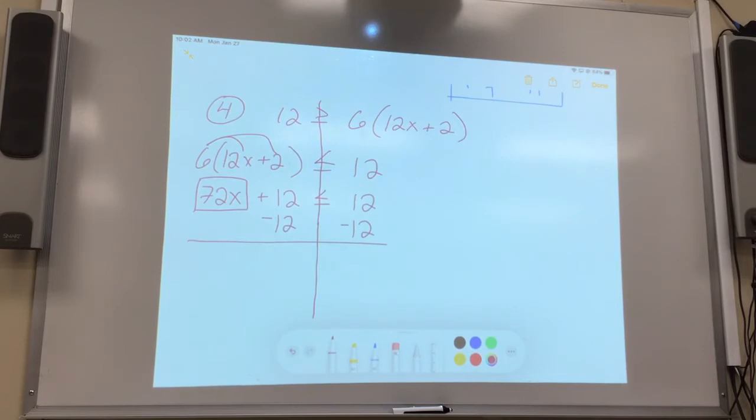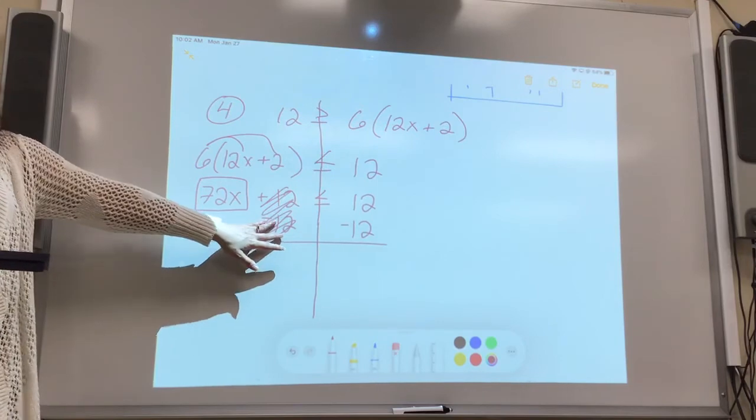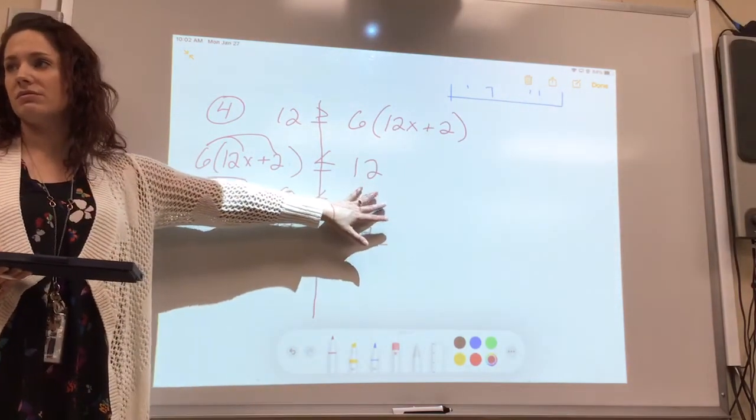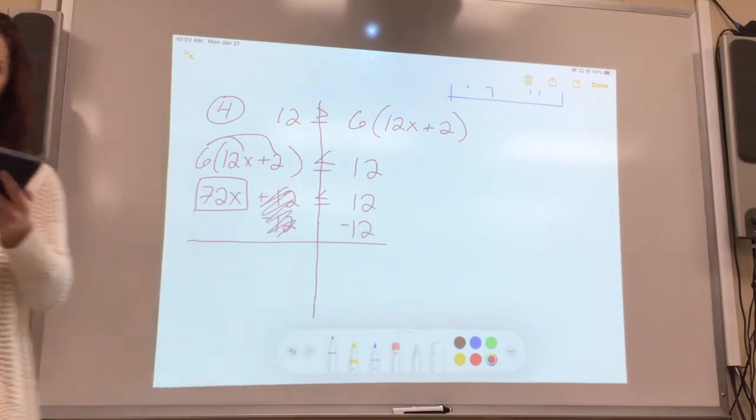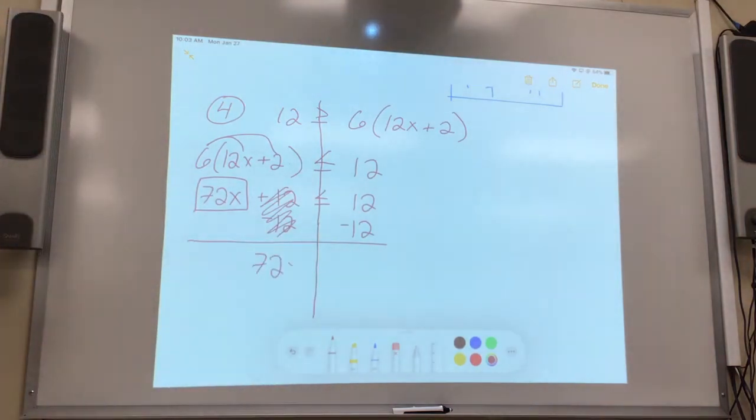They're all gone, right? Okay, so these cancel. The ones on the left cancel like they're supposed to. But on the right side, I can't just not write something. So what do I write when everything went away? 0. So it's going to be 72x is less than or equal to 0.